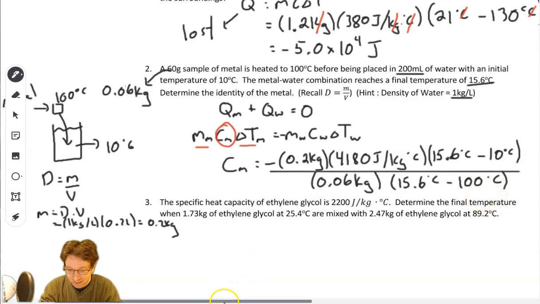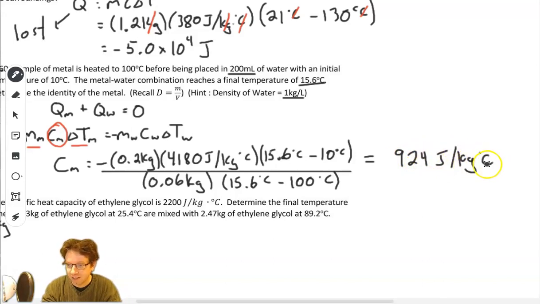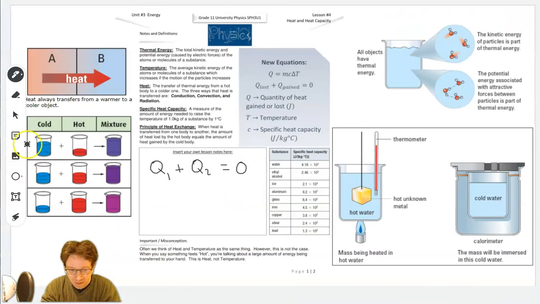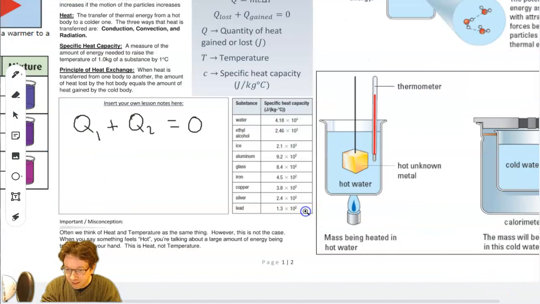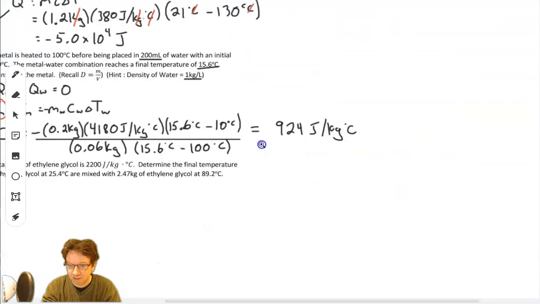Now, if we put all of that into our calculator and do it properly, that's a lot of numbers there, okay, we will get 924 joules per kilogram degrees Celsius. So if we go back to our chart here, and we look at about 920, there it is, 9.2 times 10 to the 2, aluminum. So that means we've identified this metal to be aluminum.